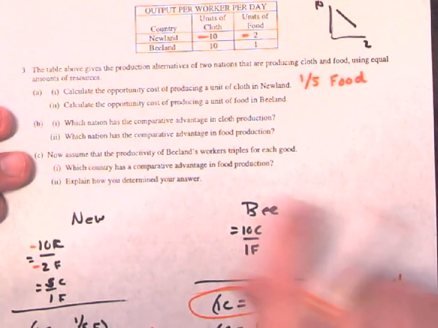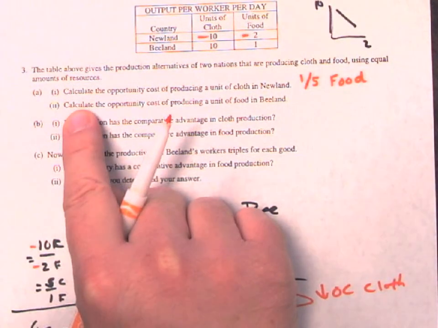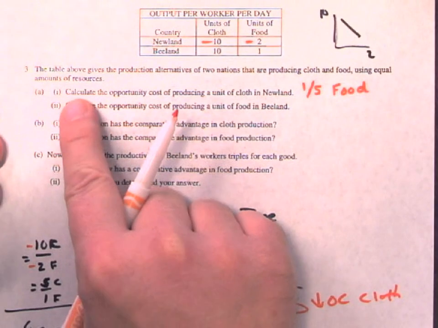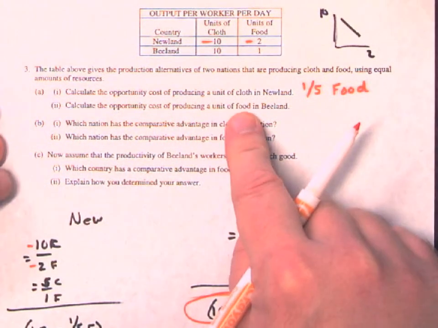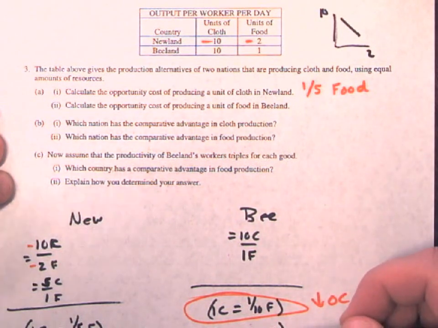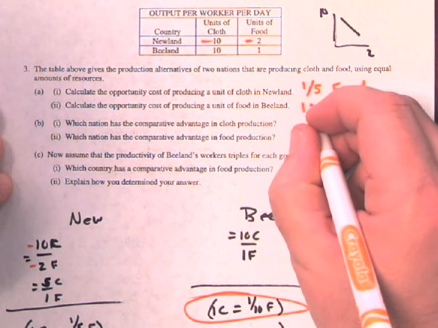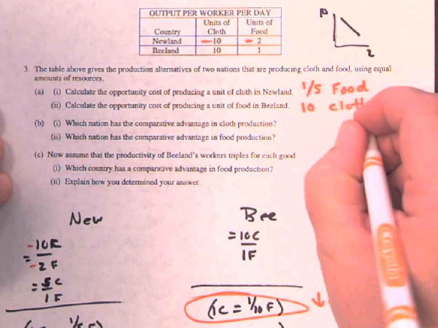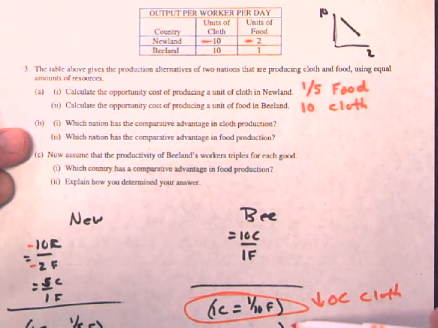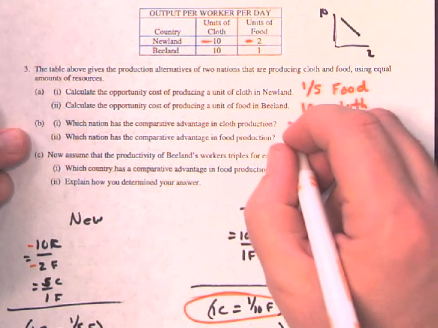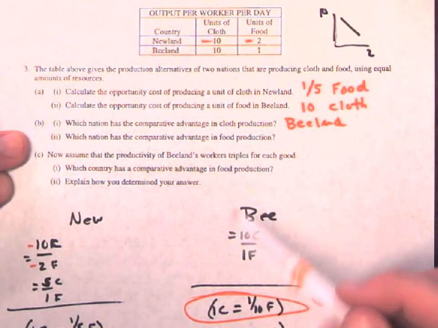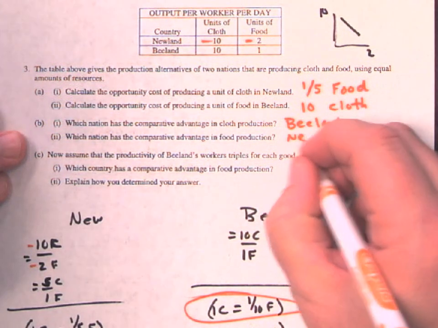Okay, on to the second part of A. I'm going to try and focus this thing again. I think it's the glare. Alright. Calculate the opportunity cost of producing a unit of food in Beeland. Well, in Beeland, I know that 1 food is going to cost 10 units of cloth. Alright. So who has comparative advantage in cloth production? Well, we solved earlier that that's going to be Beeland. And comparative advantage in food production is going to be Newland.